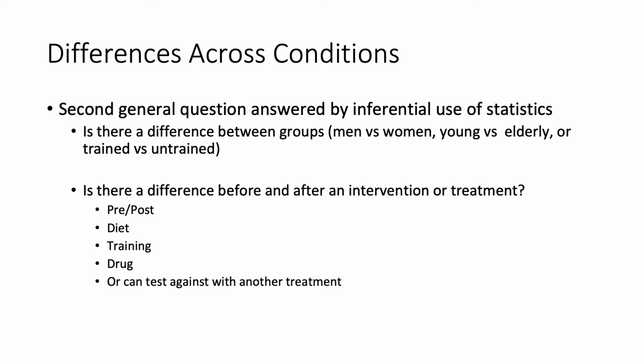The second general question answered by inferential use of statistics is whether true differences exist between conditions, such as are there differences between males and females, the young versus the elderly, or trained and untrained on some sort of variable. Another common research question is whether there are differences before and after an intervention or some sort of treatment. This is usually a pre to post measurement and is often used looking at diet interventions, following some sort of training program, a drug, and also you can test against another treatment, such as comparing two diets to each other.